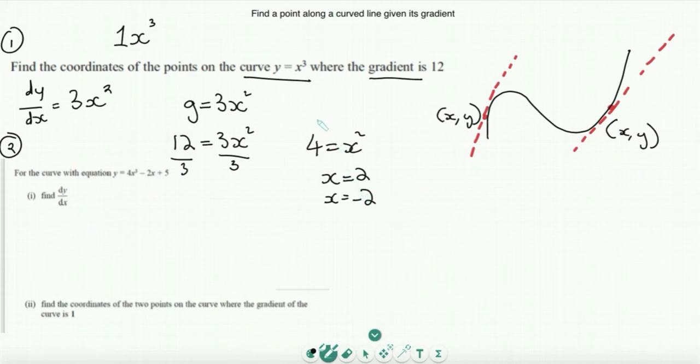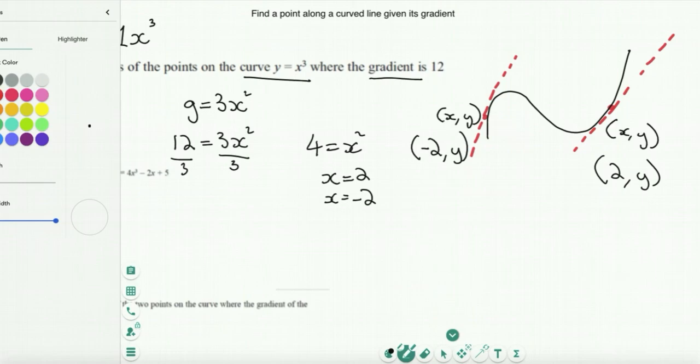So yes, there are two coordinates where the gradient will be 12. Let's say we know the x-coordinate of this point is 2, and we don't know what the y-coordinate is yet. And the x-coordinate of this point here is negative 2, and we don't know how to find a y-coordinate. Now we've defined the y-coordinate, because coordinates are always made up of an x point and a y point. So how do we do this?